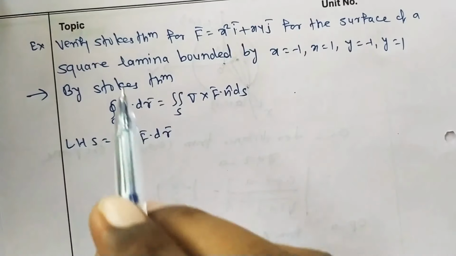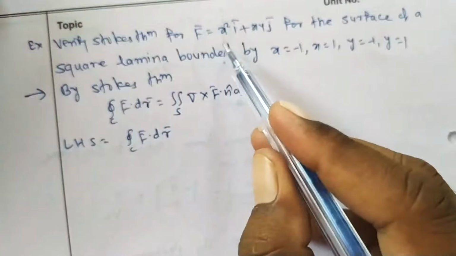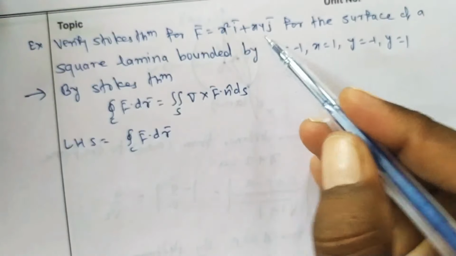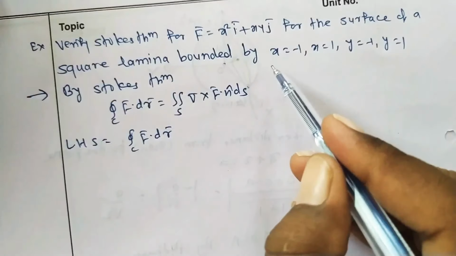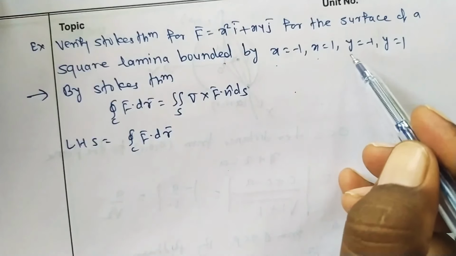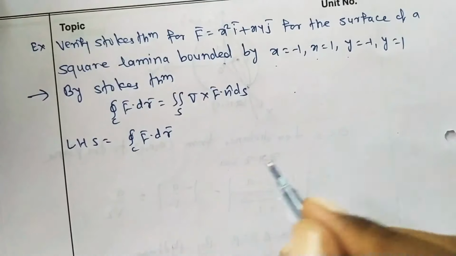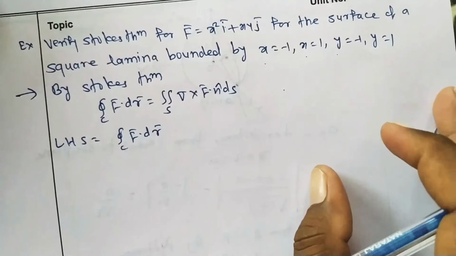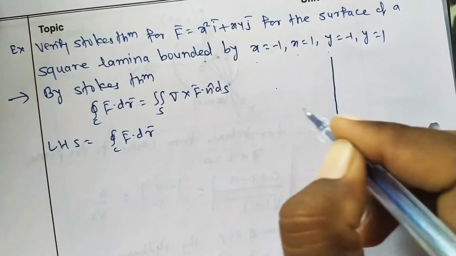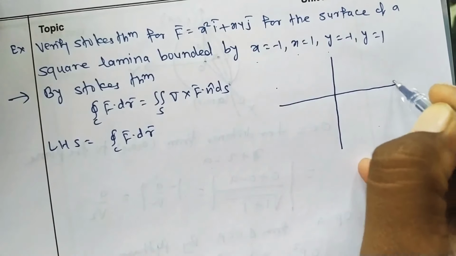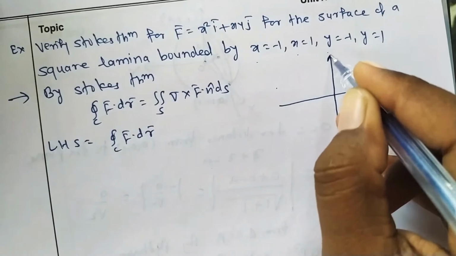So the problem is: verify Stokes theorem for F bar equal to x square i bar plus xy j bar for the surface of a square lamina bounded by x equal to -1, x equal to 1, y equal to -1, y equal to 1. Means we have to verify Stokes theorem on the lamina, and the lamina given is this. This is the y axis, this is the x axis. So how do we draw this lamina?